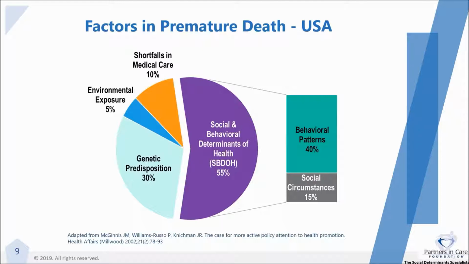But a full 55%, and this is actually fairly conservative. I've more recently seen diagrams that say up to 70% of the circumstances that lead to premature death are related to behavioral patterns or social circumstances. And by behavioral patterns, we mean things like smoking, lack of exercise, poor dietary habits, consumption of high sugar drinks, alcoholism, opioid addiction, and things like that.